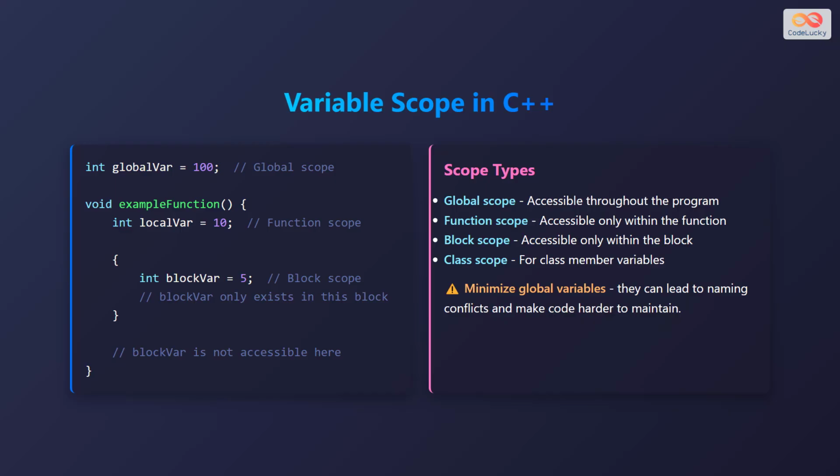A variable declared inside a block of code, such as a loop or conditional statement, has block scope and can only be accessed within that block. Variables declared as members of a class have class scope and can be accessed by member functions of that class. It's important to minimize the use of global variables, as they can lead to naming conflicts and make code harder to maintain.